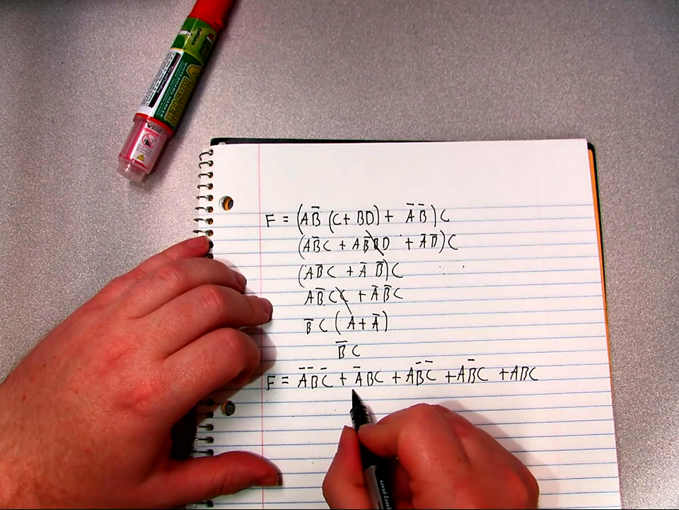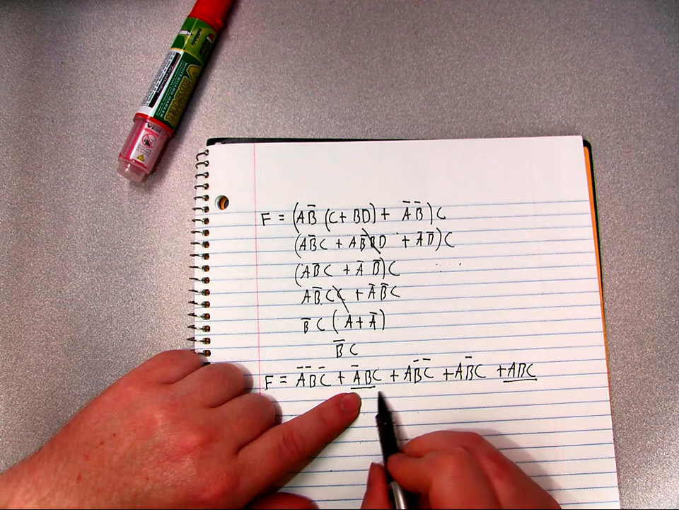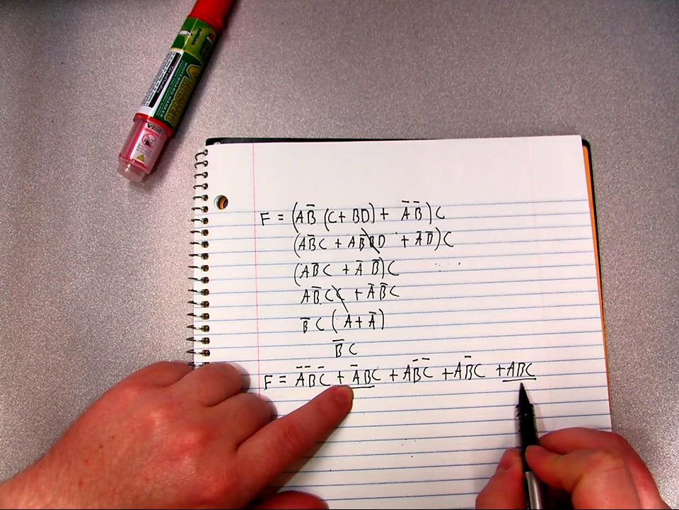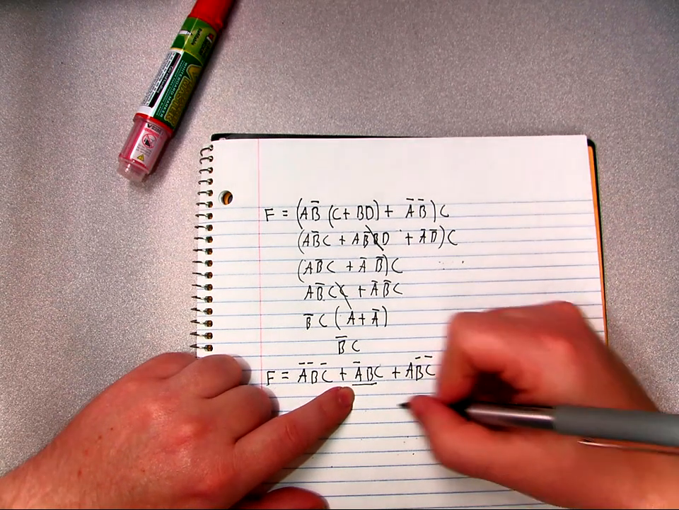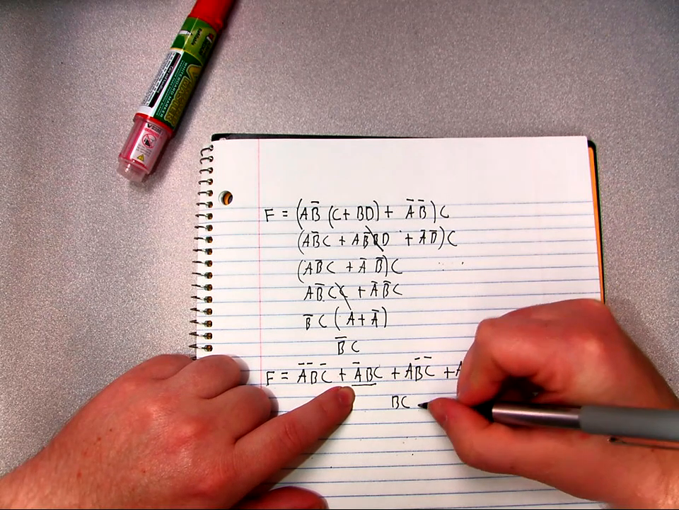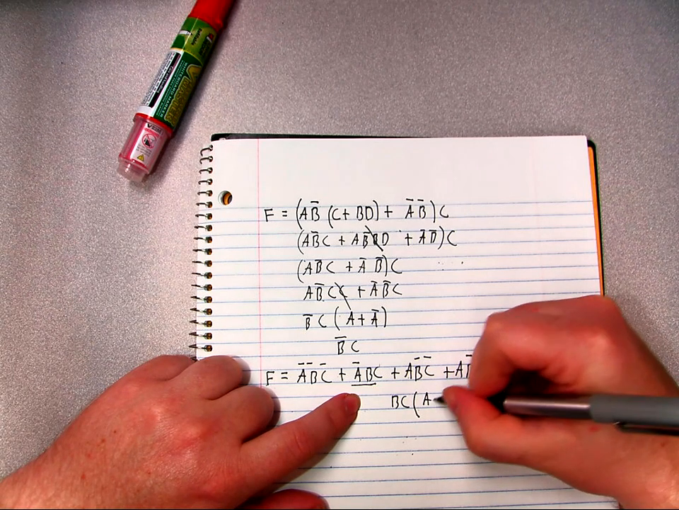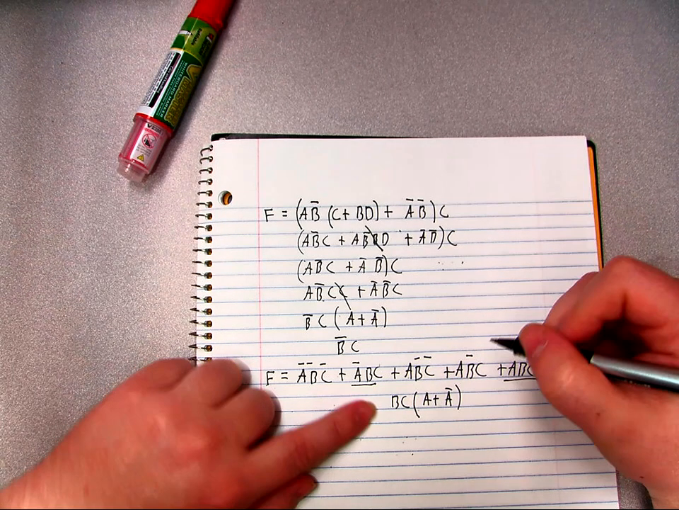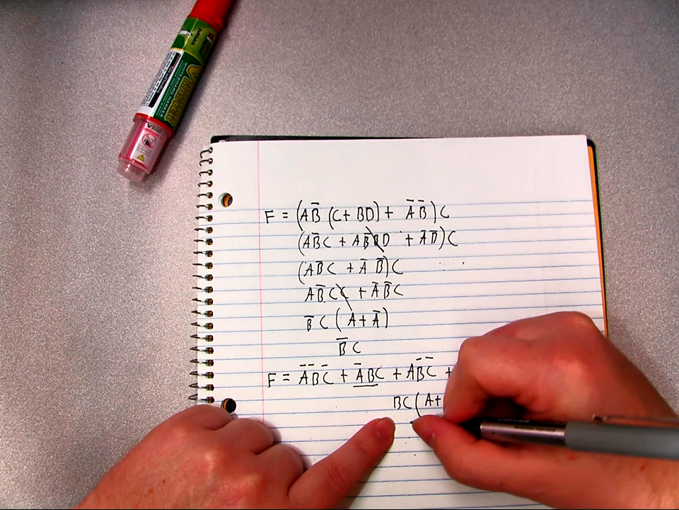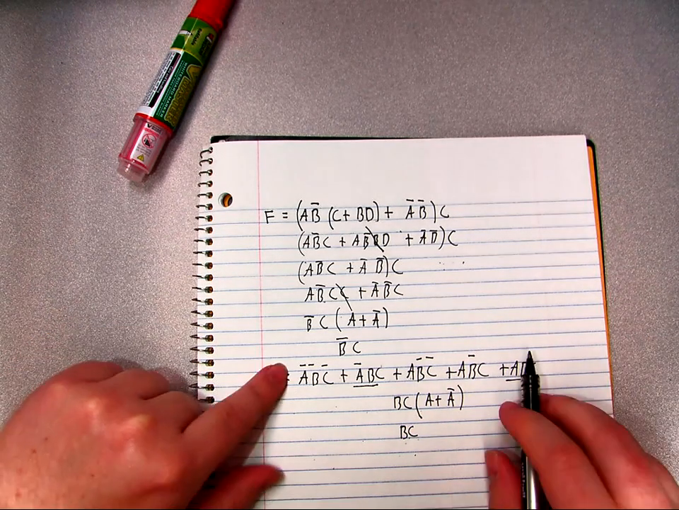So if I identify two terms that have some similarities, right? This has a BC, that has a BC, this has a not A, that has an A. Those are very similar. So I can bring those two down and just notice that I have BC, because I'm going to pull those out, and A or not A, right? Which just cancels down to BC.